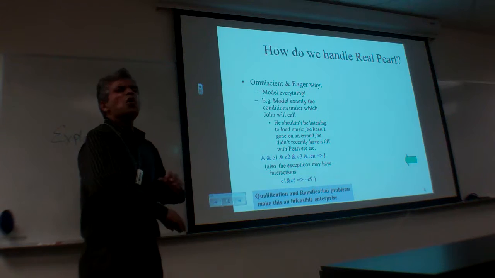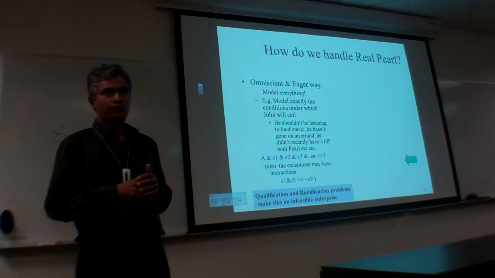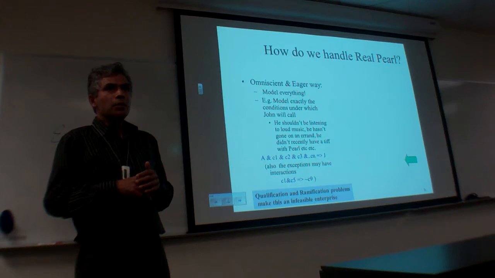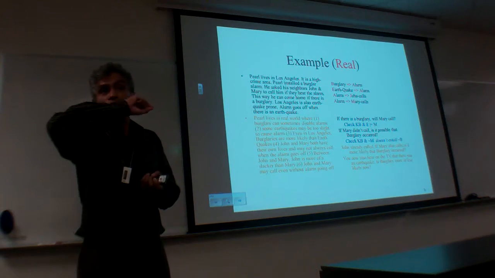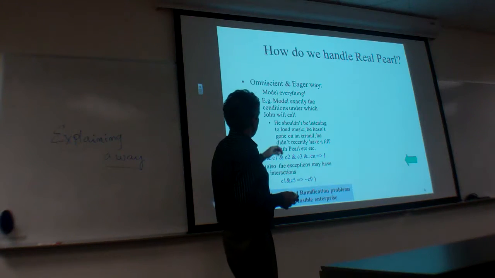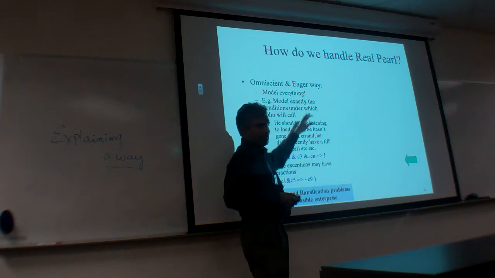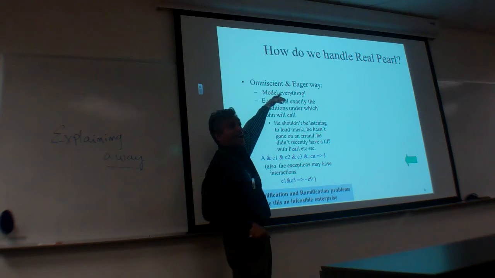Omniscient means you know everything, how everything connects to everything, so you write it all down. First you know it, and second you have the time to write it all down. So one is omniscience, and the other is eagerness. Let's think of what happens. So model, first of all, you should do everything, and you must model everything.